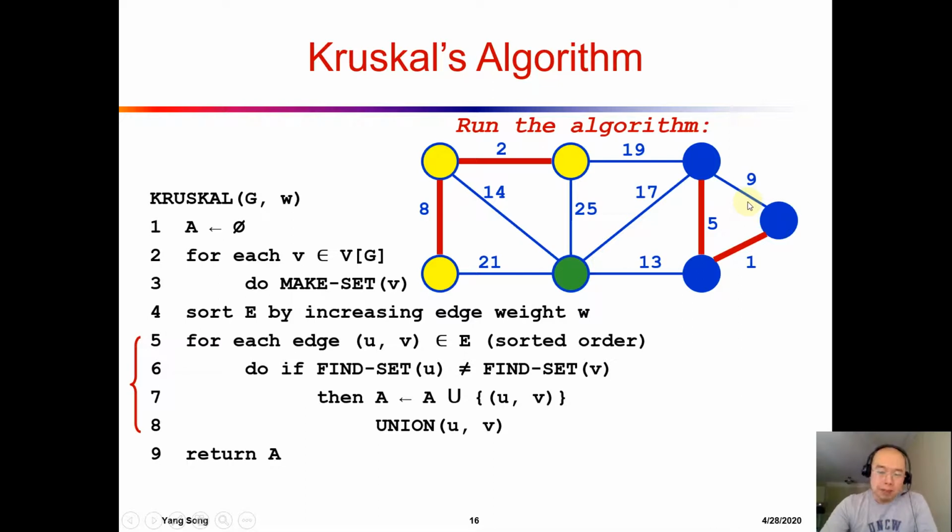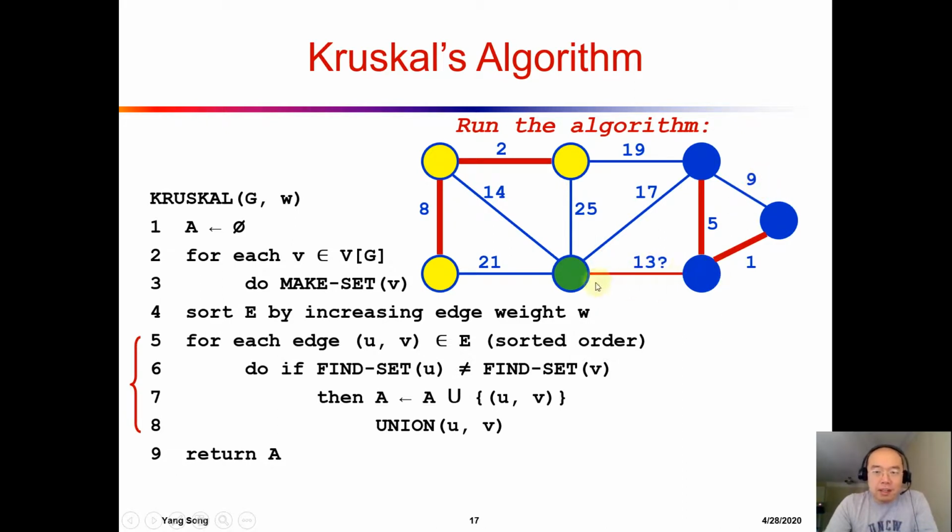So if I ask you, what will happen if I do take this edge into the minimum spanning tree? If I really take this edge, this is not a tree anymore because I have created a loop, right? So in this case, I definitely don't want to take this 9 into my MST. Okay, so let's continue. And the next value is 13.